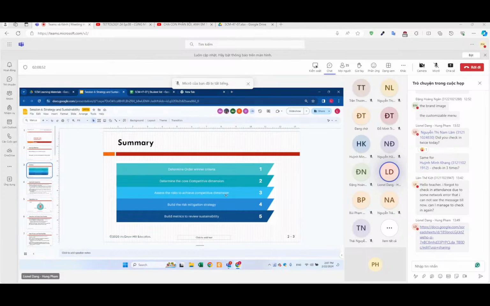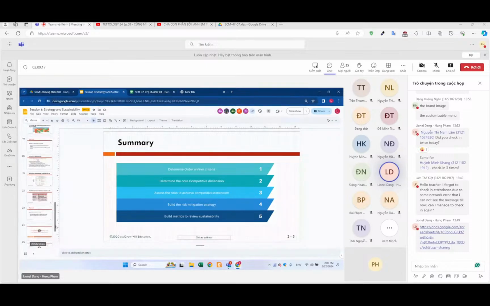Always the same flow. Don't go to another; there are 1,000 risks, right? But then you need to be focusing because it's the same flow. We have already identified the competitive dimension of our company. Now we need to assess the risk of that competitive dimension.